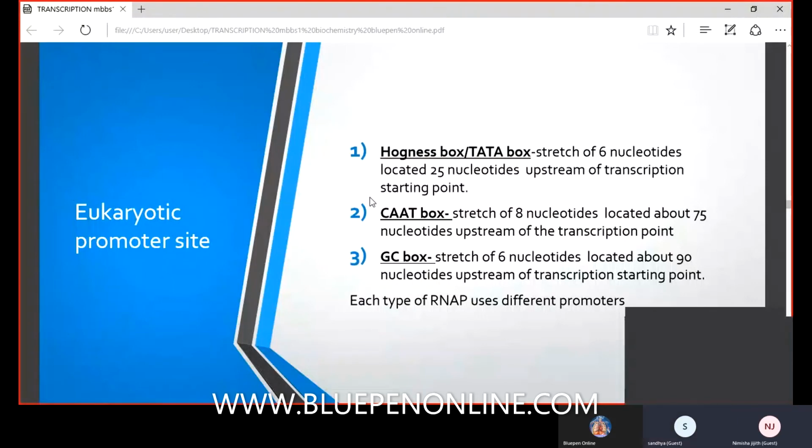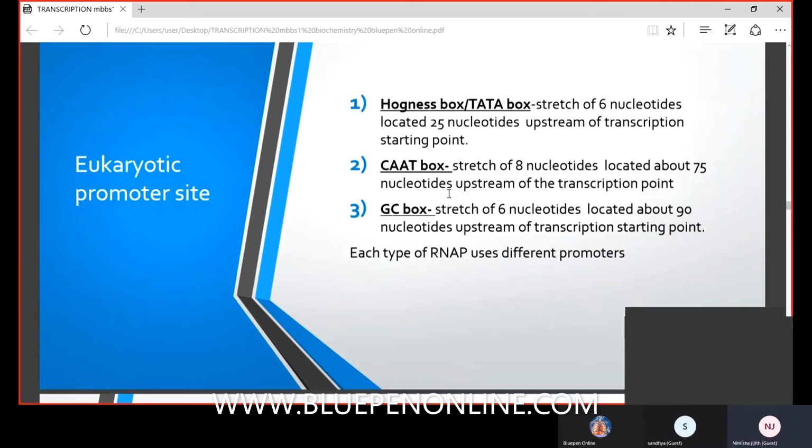Each type of RNAP uses different promoters. We have three types of RNAP, RNAP 1, 2 and 3. For the synthesis of mRNA, we always use RNAP 2. So here we can see the difference.